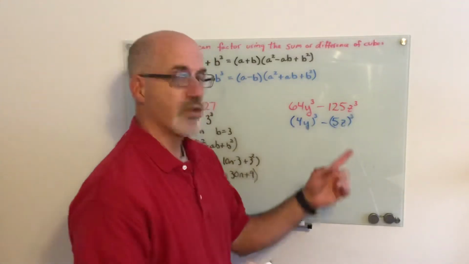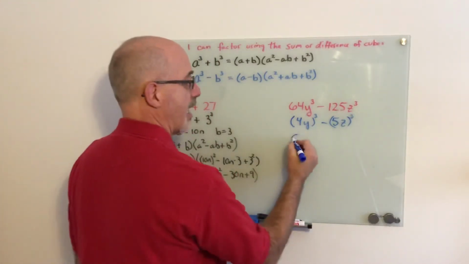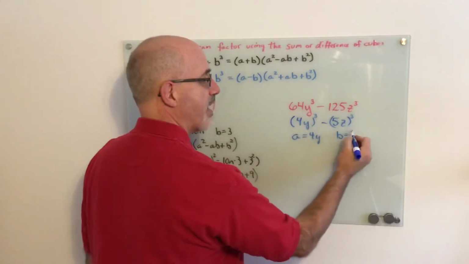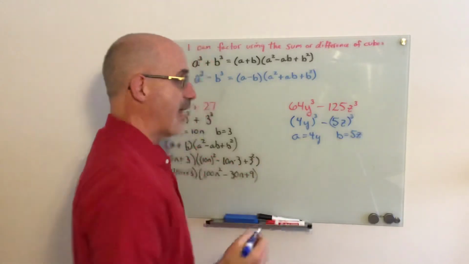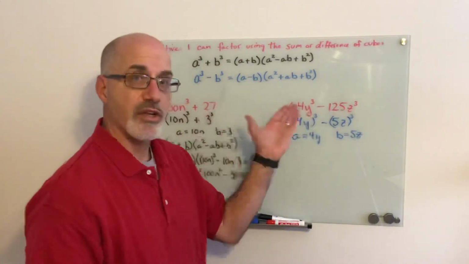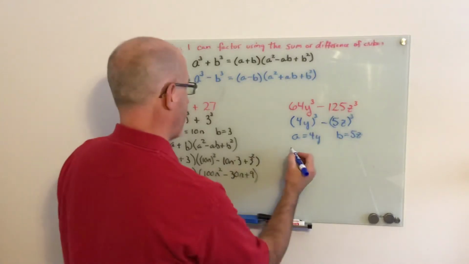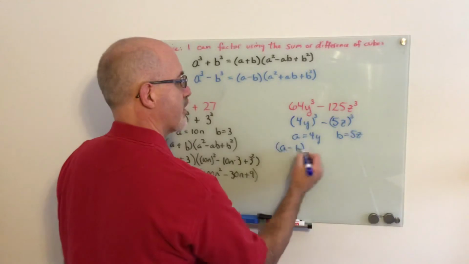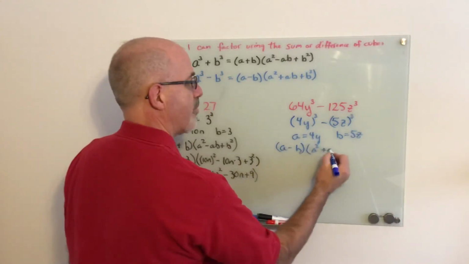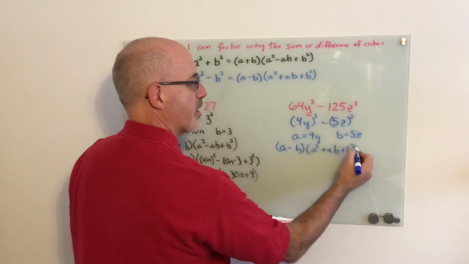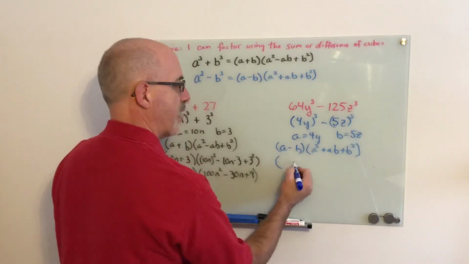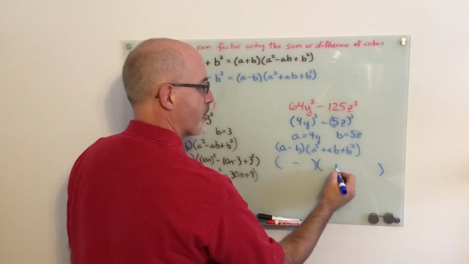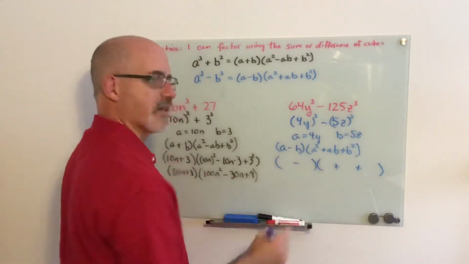So here are my two expressions where I'm going to let a equal the 4y, what is cubed, and b equal the 5z. And then I just write out the pattern here using my a's and b's. So I'm going to have a parentheses here. I'm going to go ahead and write out a minus b times a squared plus ab plus b squared. Now I'll write it out here with the a's and the b's substituted in. So just minus, plus, plus for this pattern.